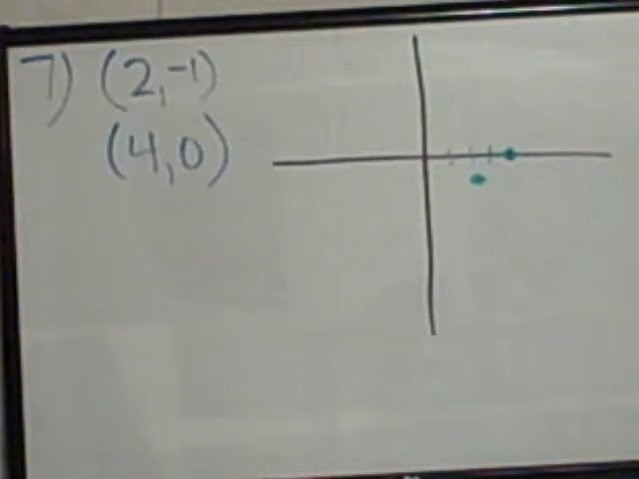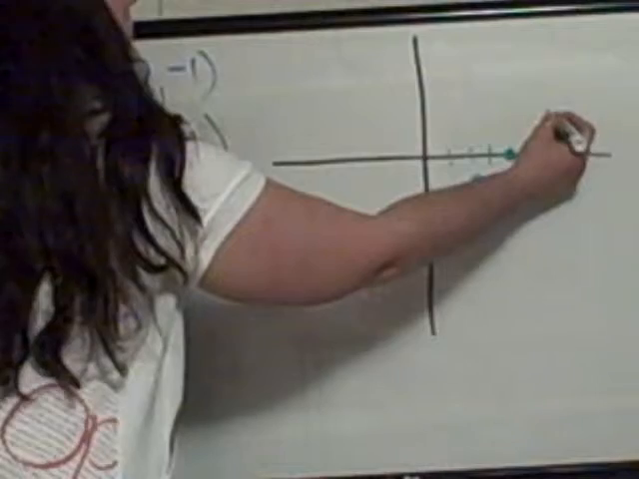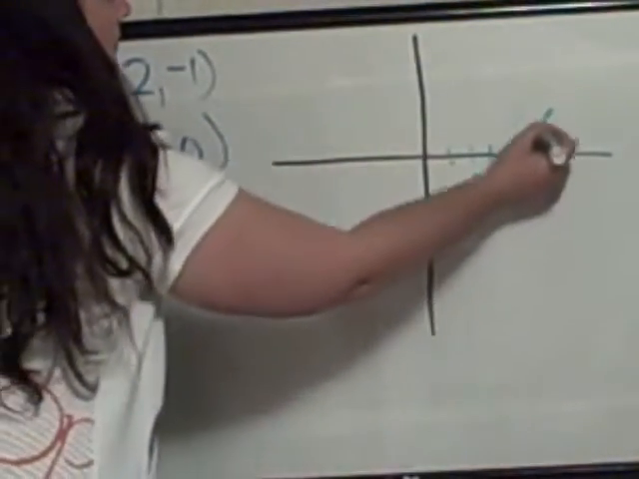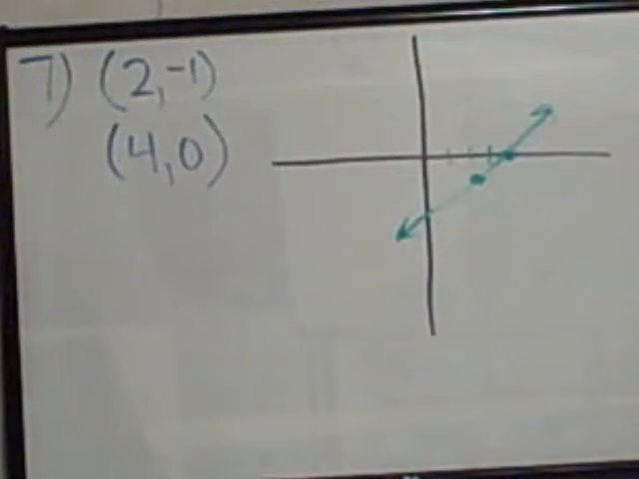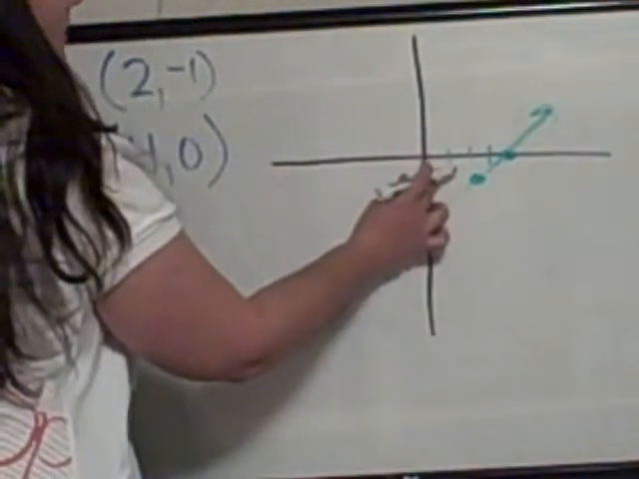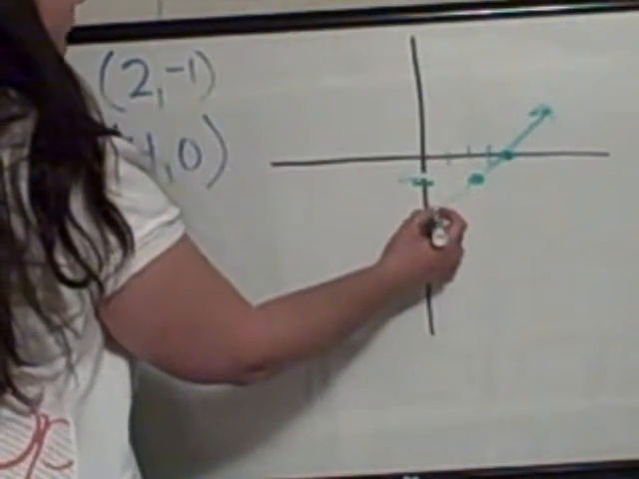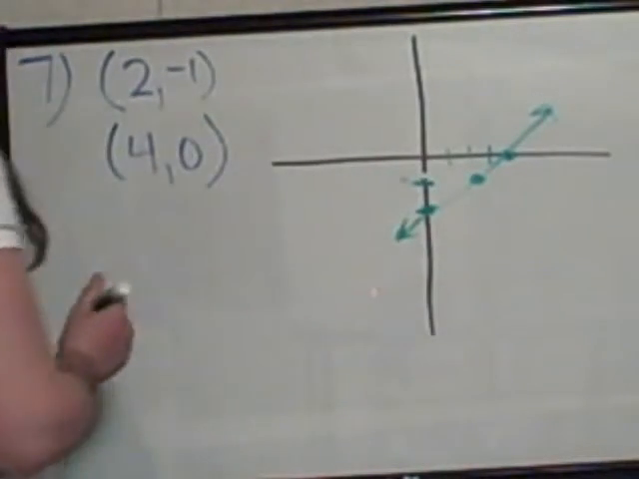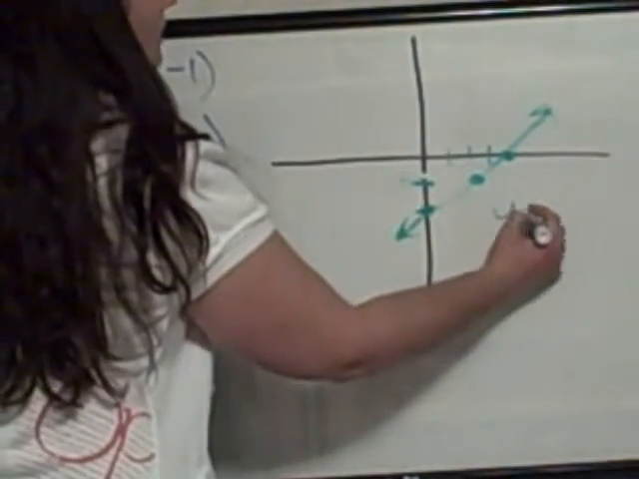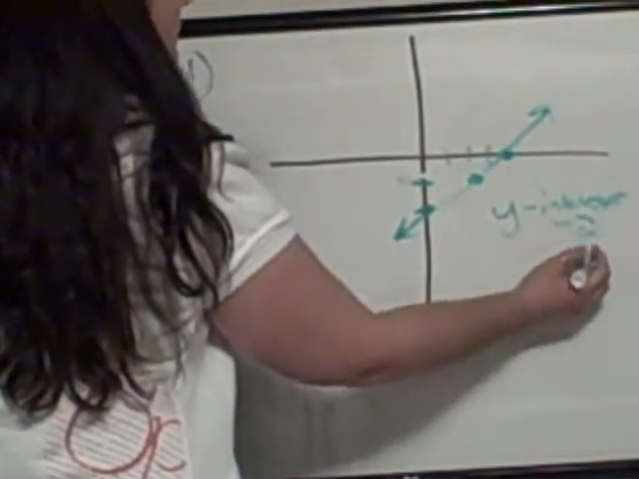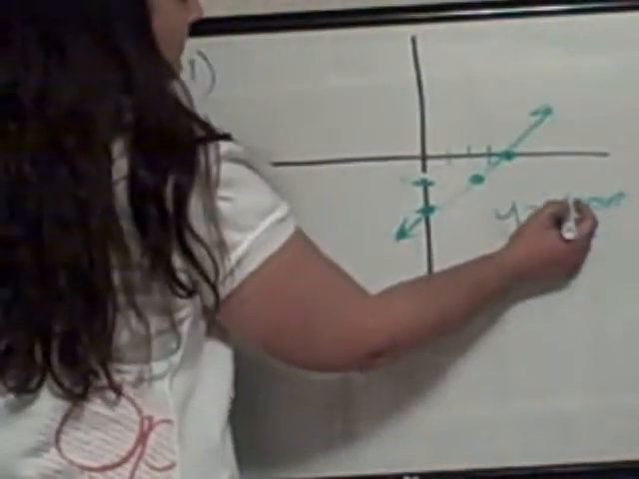That's step number 1. Step number 2 says to graph that line that connects those 2 points. And step number 3 said to write the equation that represents that graph. Well, in order to write the equation, I would need to know the y-intercept. The y-intercept of this line is a negative 2. So I have a y-intercept of negative 2, and then I also need to know the slope.